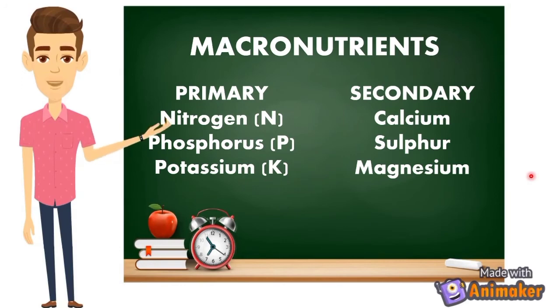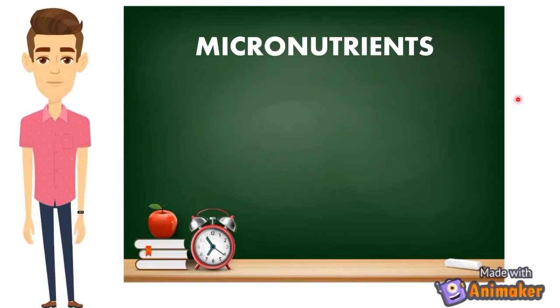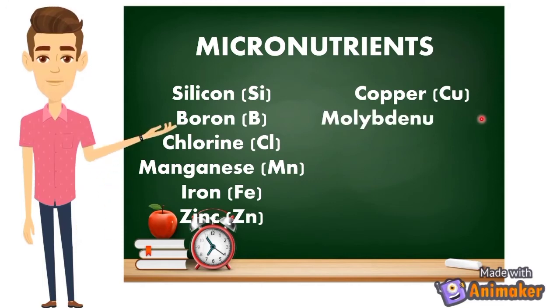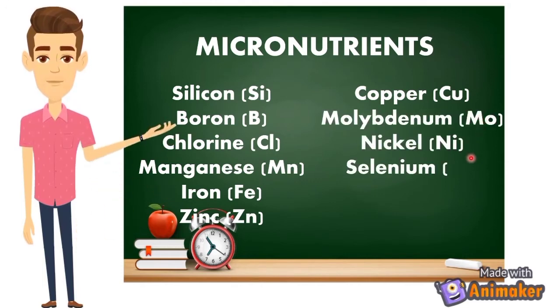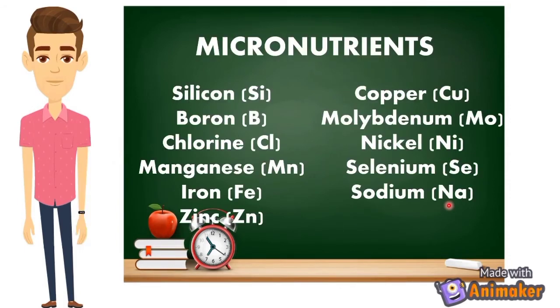Okay po. And next, we also have the micronutrients. So take note that it is micronutrients, then we need only a small portion or a small percentage of nutrients. So ano ba yung mga yan? So we have silicon, boron, chlorine, manganese, iron, zinc, copper, molybdenum, nickel, selenium, sodium. So, yan po yung mga micronutrients.